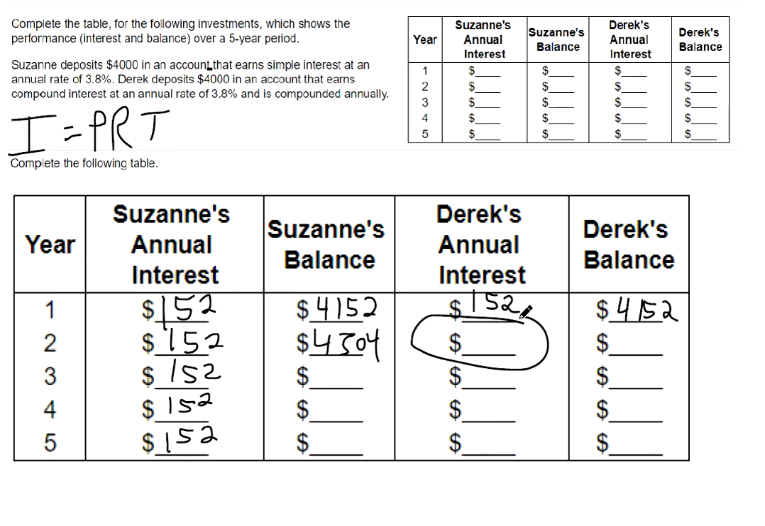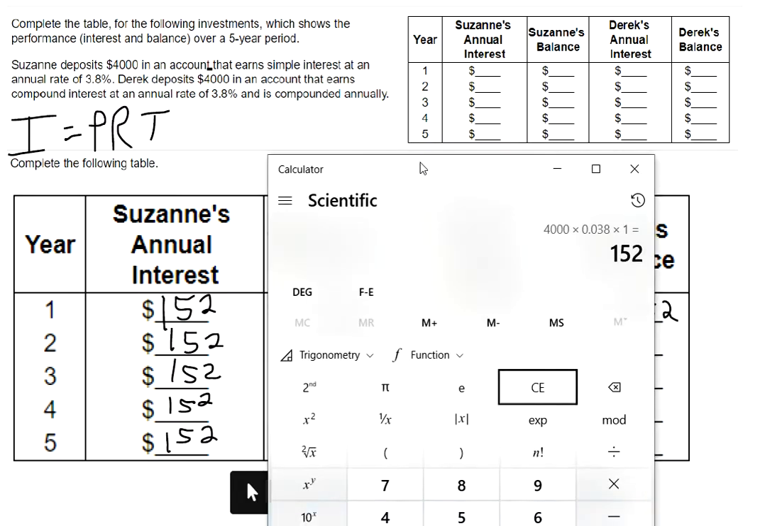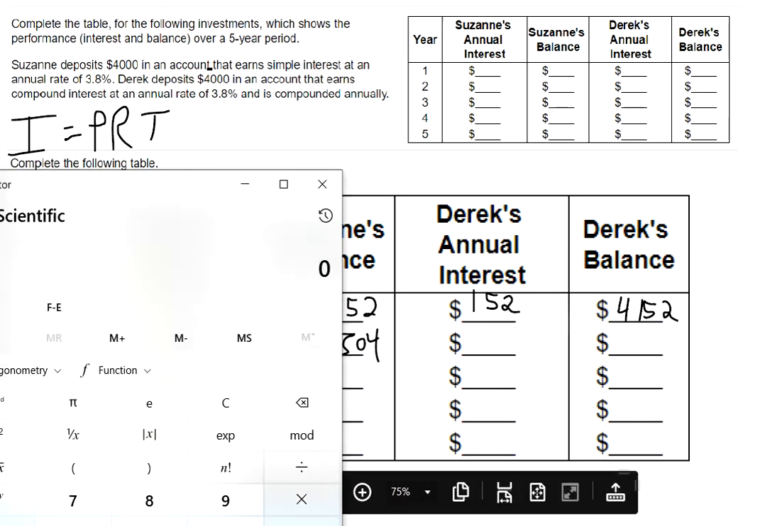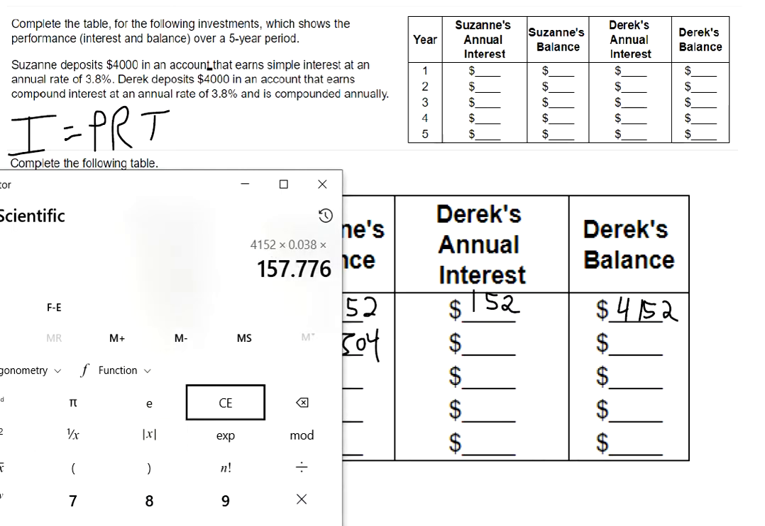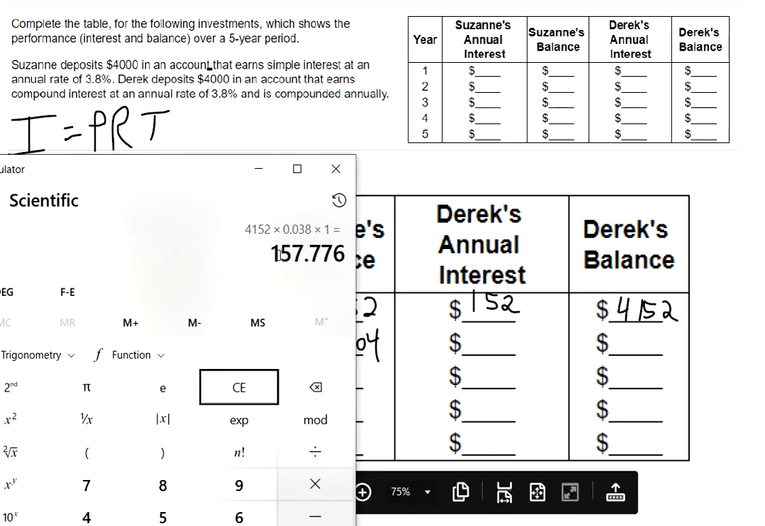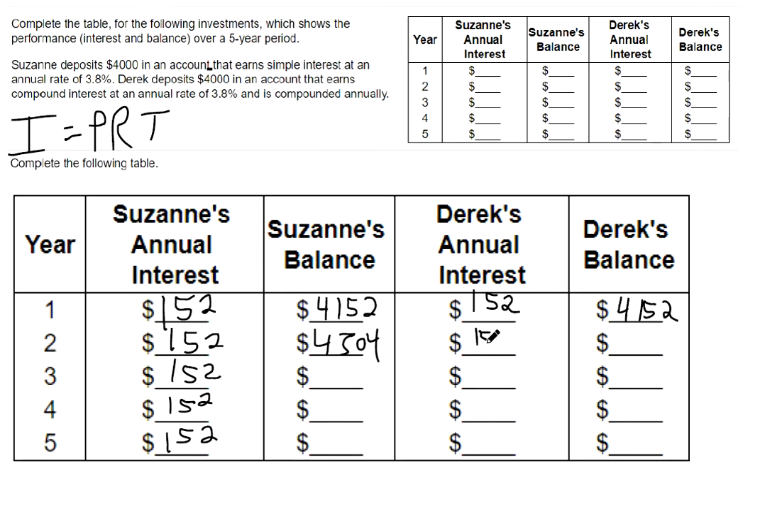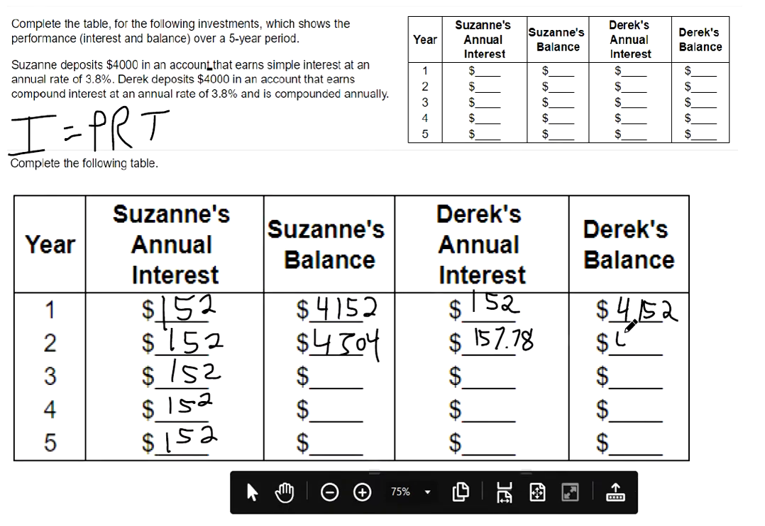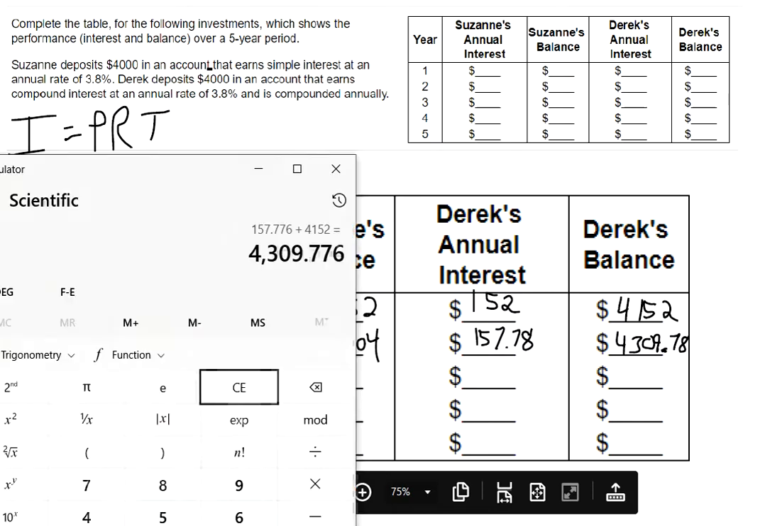But watch next year. Derek's interest isn't 152 because Derek is getting compound interest. So the way we use compound interest is that you take this new total, 4,152, and multiply that by the decimal form of the percentage, and then times the time period, 1 year. We'll round to the nearest cent. I'm sure that's what they want. So $157.78 when we round. So Derek's new balance, when we round, is $4,309.78. Okay?